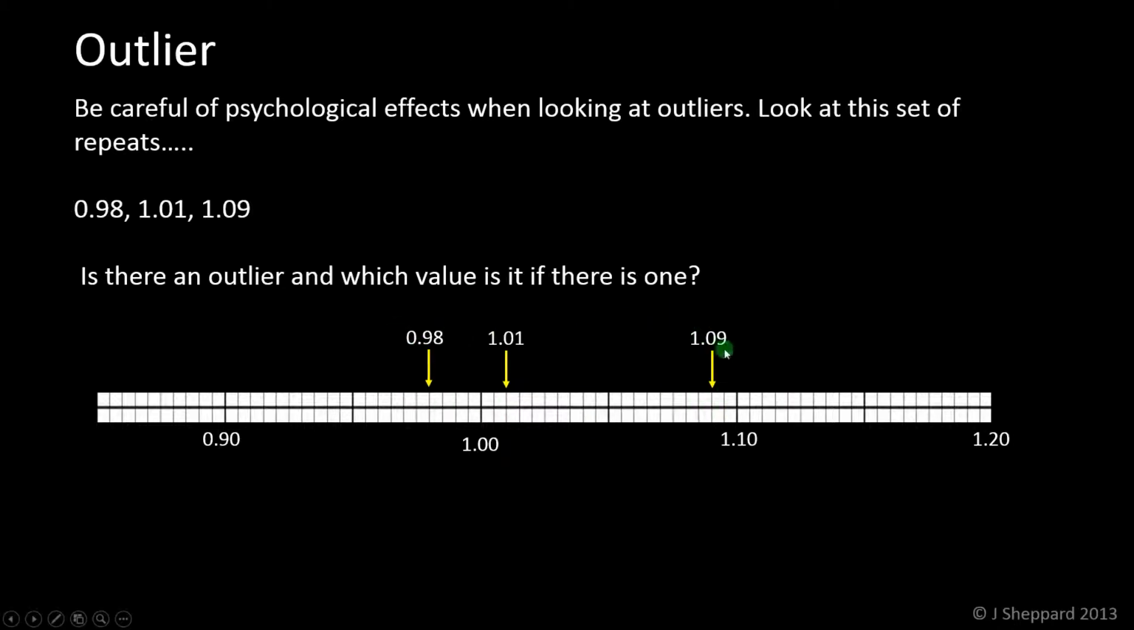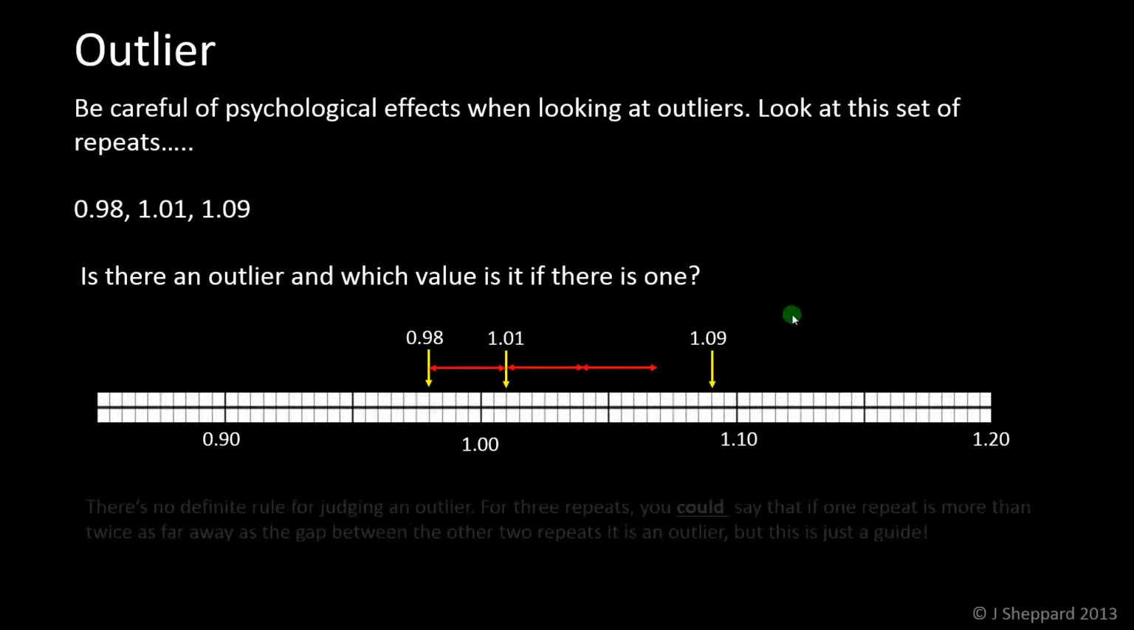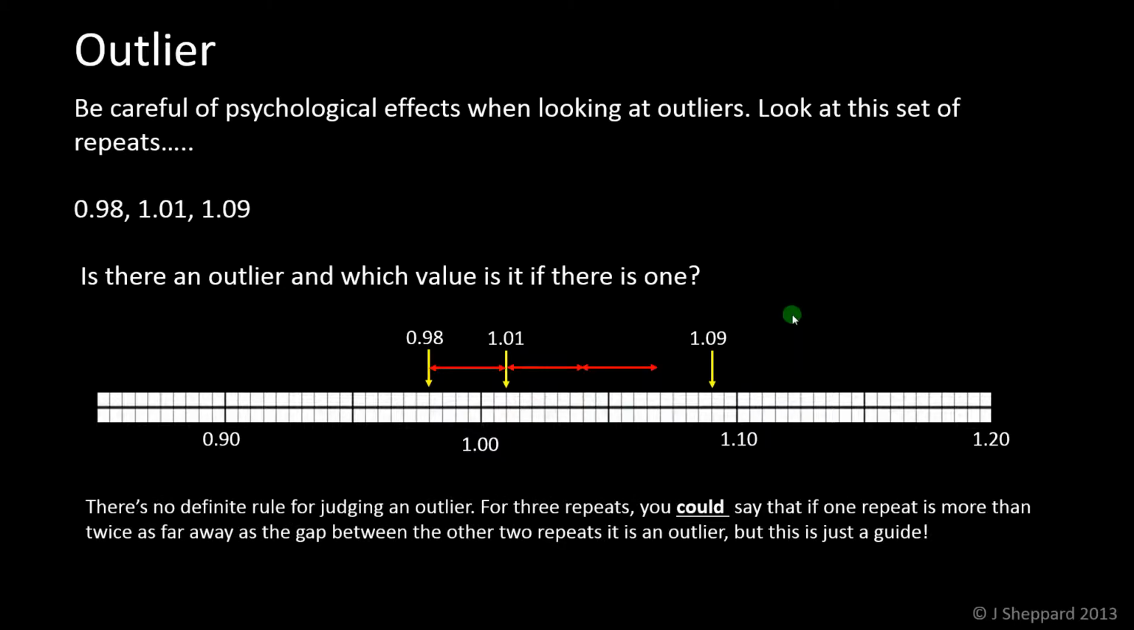And then the question is, well, is the 1.09 an outlier? Is it far enough away? It's very difficult to judge that. You've got to make a judgment call. One thing you can do if you're doing a standard set of three repeats is to say, well, that's how far apart 0.98 and 1.01 are, the two that are close together. Is the third repeat more than twice as far away as that? And if it is, you could probably say it's an outlier. I mean, in this case, it's probably difficult, actually.